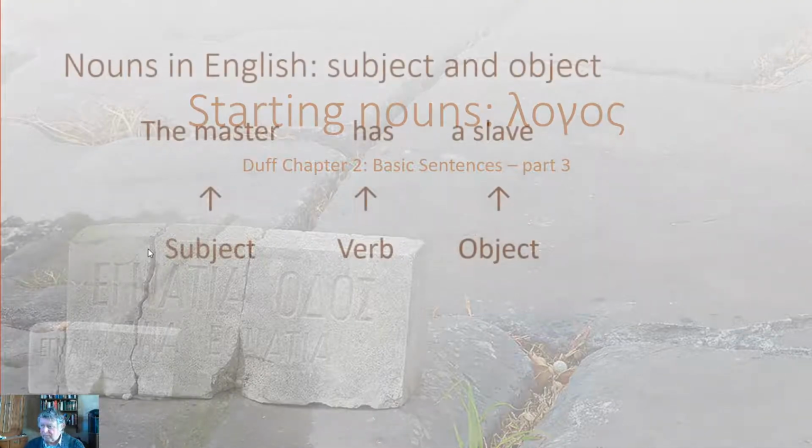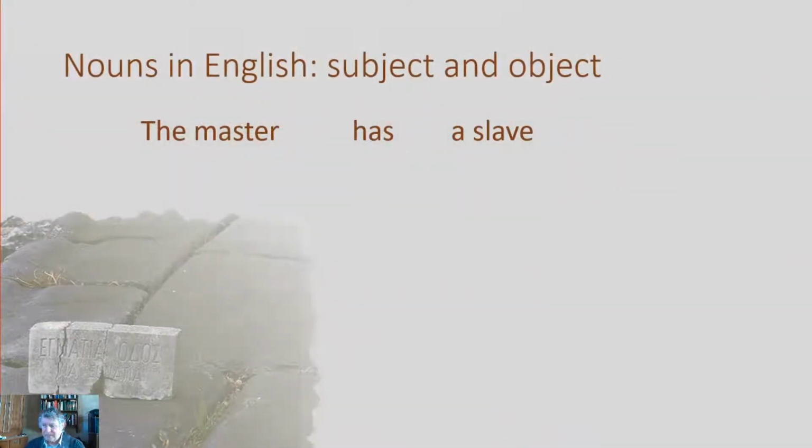So we might have a sentence such as this: the master has a slave. I'm choosing these words because they're words that are included in the Greek that Duff is going to be using, and we're going to be introduced to those words. But here's the simple sentence.